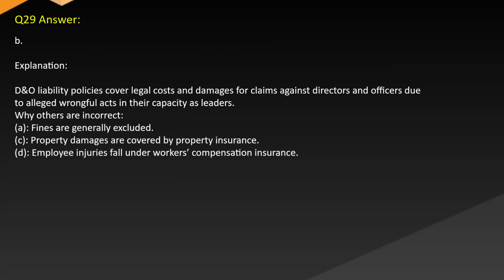Answer B. Explanation. D&O liability policies cover legal costs and damages for claims against directors and officers due to alleged wrongful acts in their capacity as leaders. While others are incorrect: A. Fines are generally excluded. C. Property damages are covered by property insurance. D. Employee injuries fall under workers' compensation insurance.